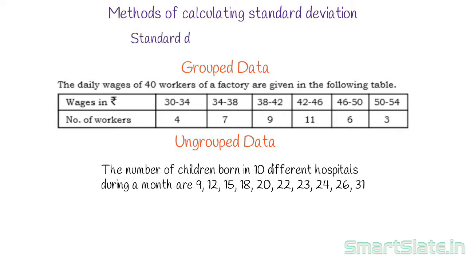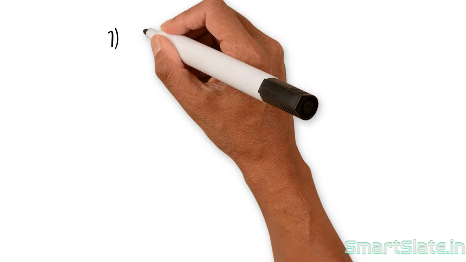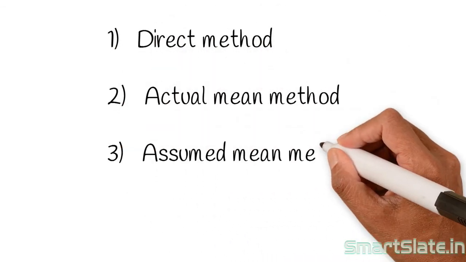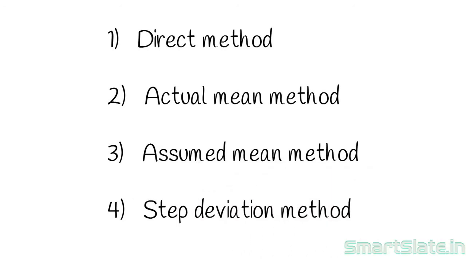Let's deal with ungrouped data first. As I told you, there are 4 ways to find standard deviation. They are direct method, actual mean method, assumed mean method, step deviation method. Let me explain to you about the direct method.